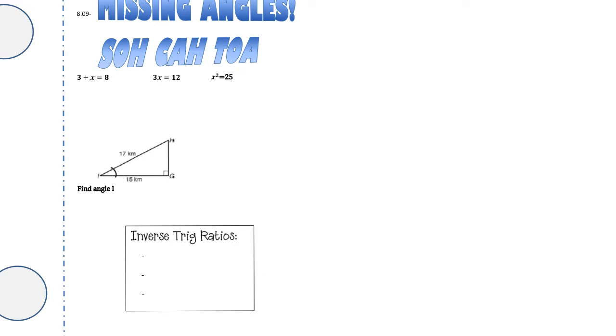Yesterday we talked about how to find missing sides using trigonometry. Today we're going to go over how to find a missing angle. So if they give me two sides and ask for an angle, I could find this missing angle. Now before we get to how to do this, I want to show you some review and why we solve for x the way we did.